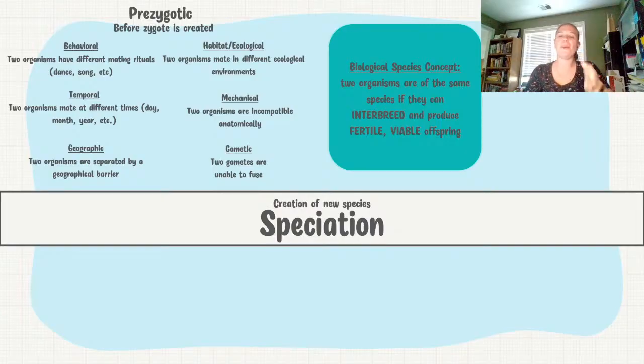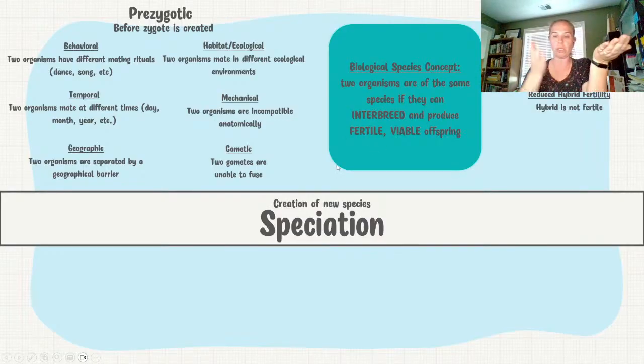So postzygotic, post is talking about after the zygote is formed, okay? So after we create that zygote, we can have reduced hybrid viability. So the hybrid is not viable. As you said here, like biological species concept, they interbred, check, okay? But they didn't produce viable offspring. So since those offspring are not viable, those two species are not actually the same species. Okay, reduced hybrid fertility. So the hybrid is not fertile. Okay, again, we need them to be fertile offspring.